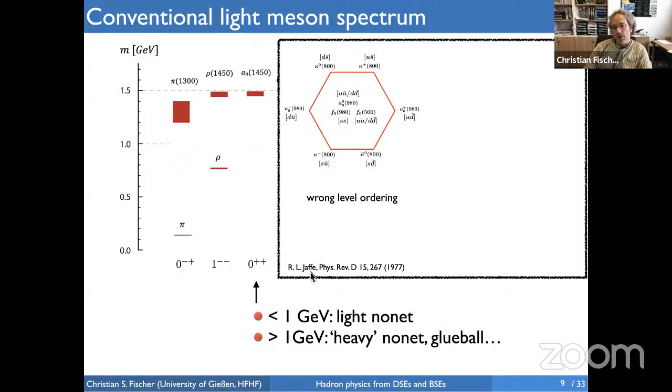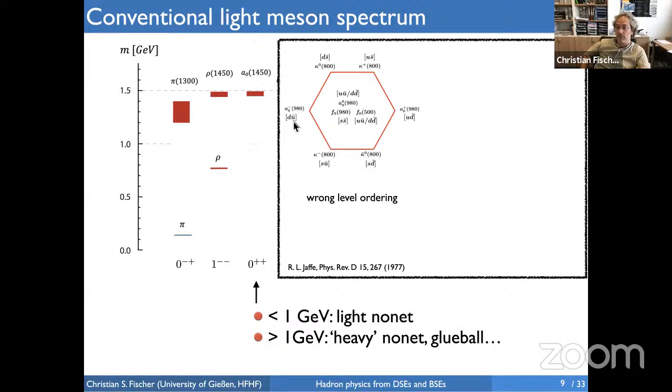And there has been an argument long ago, actually by Jaffe in 1977, that the light nonet in the 0++ channel cannot be q-qbar. Why is that? Well, here we see the nonet. And we see that some of these states contain just light quarks, some of these contain 2 strange quarks, and some of these contain 1 strange quark. The strange quark is much heavier than an up or down quark, so you would expect a mass ordering according to the strange quark content of these states. However, this is not what we see with the conventional q-qbar assignment. For example, the f0(980), which is s-sbar, has the same mass as the a0(980), which is u-dbar.